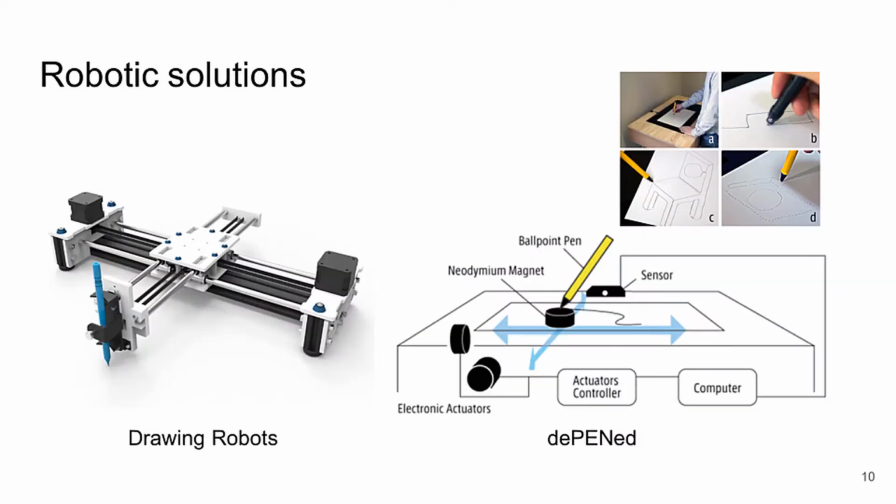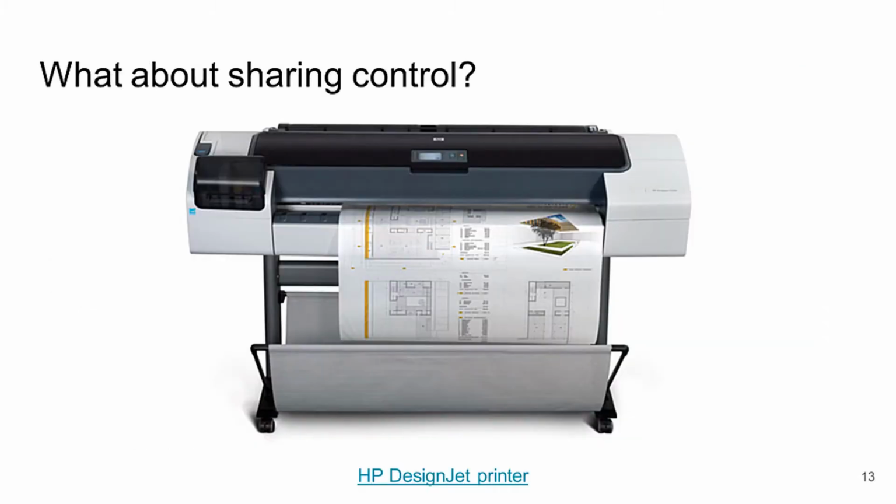There are some solutions to help users with their physical drawing. However, for most of the cases, the computer takes full control to achieve more accurate drawing. In fact, if you don't want to share the authorship, a printer can do a better job than drawing robots.